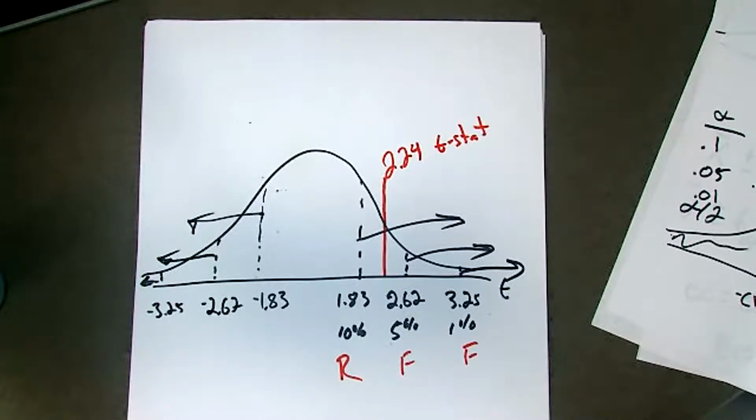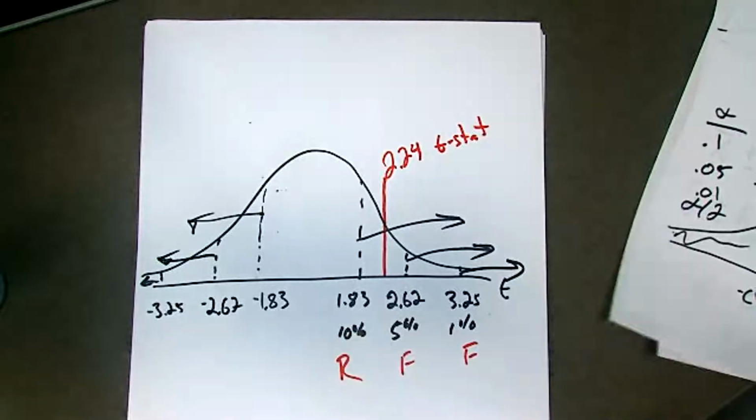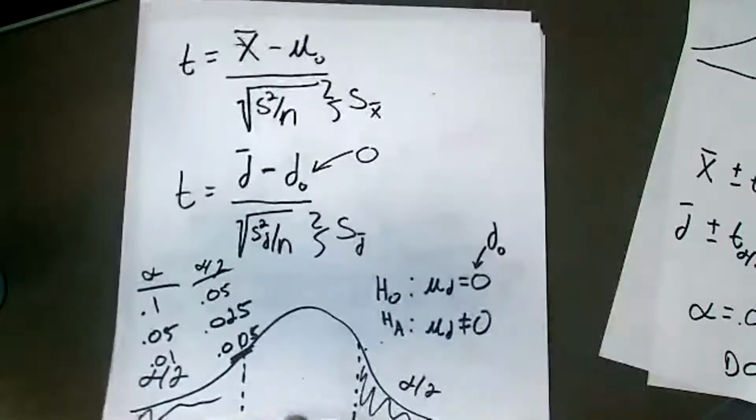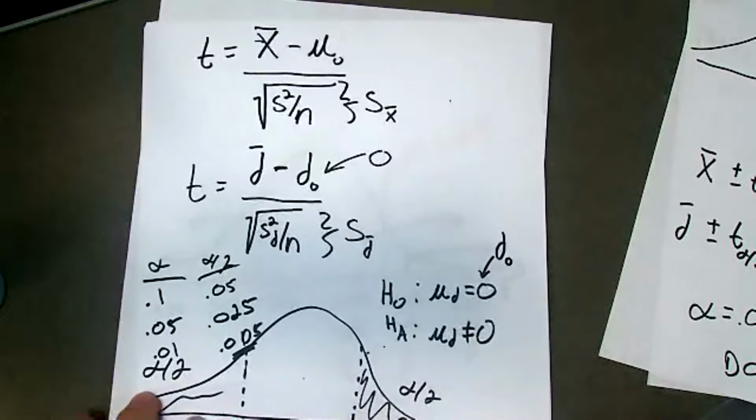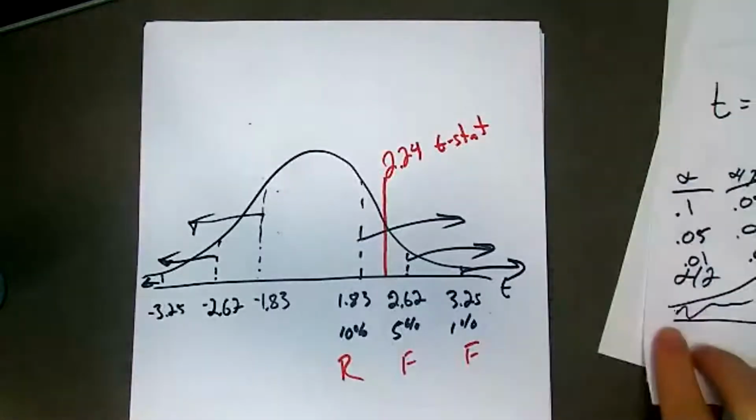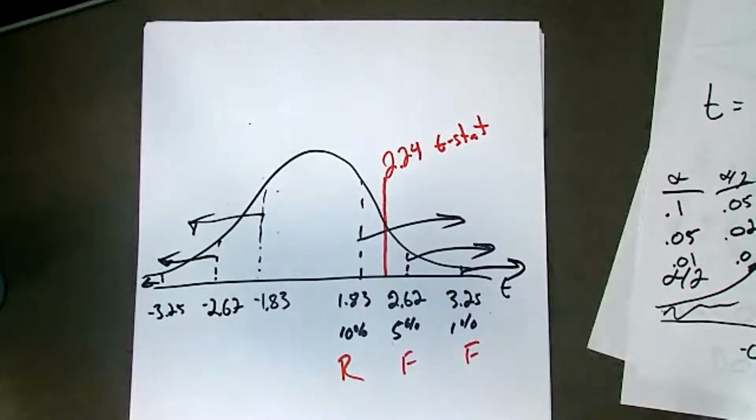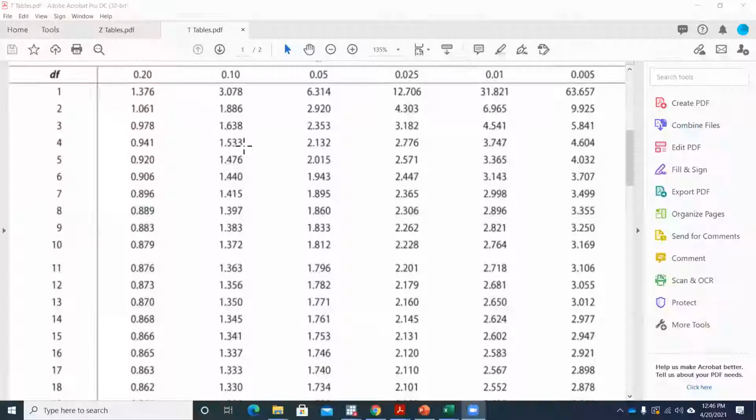So the reason why we have pairs of critical values here is because this wasn't in the slides, but I set this up as a two-tailed test. Okay? Just wanting to know, is that difference anything other than 0? All right. So, that's feeling good.